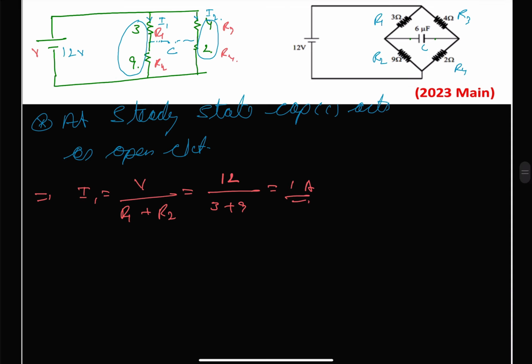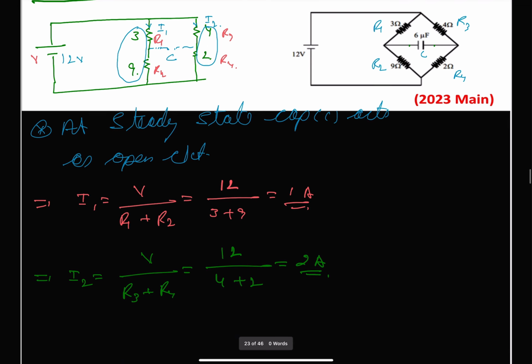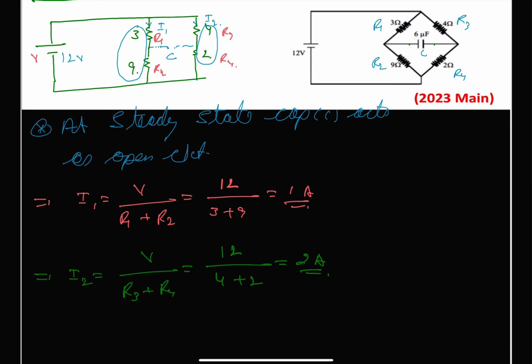Similarly, we can write that our I2 will be equal to V divided by R3 plus R4, and V is our 12, 4 plus 2 will be our 6, so this comes as 2 ampere. We need to find out the energy stored, and energy stored is half CV square. For the capacitor, we need to find out what will be the voltage.